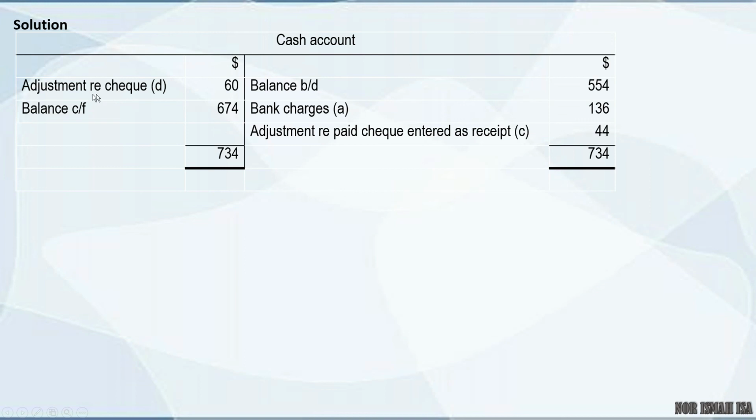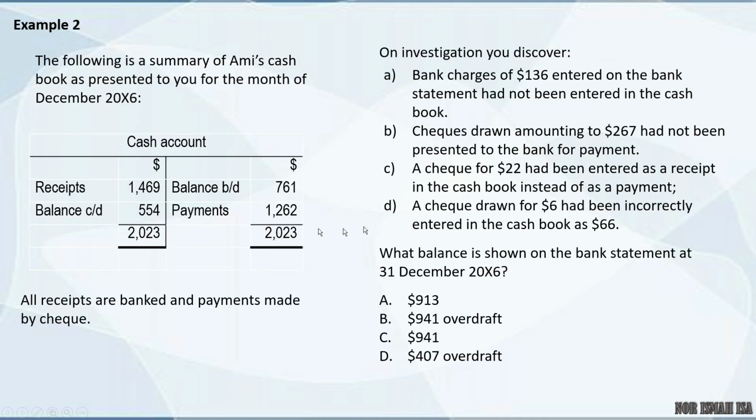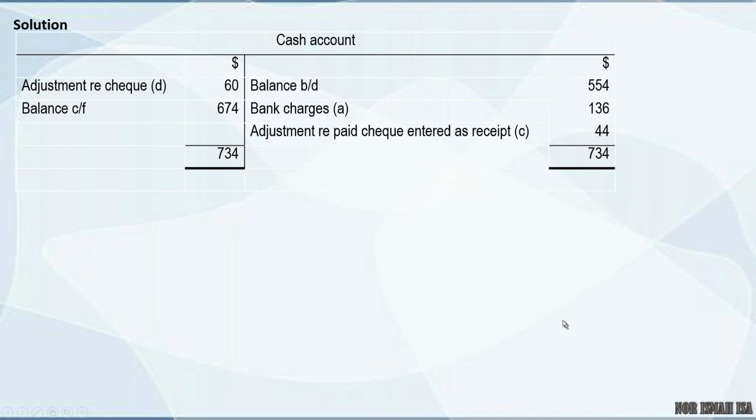And then the adjustment in D. What is the adjustment for D? The check drawn for $6 was incorrectly recorded in the cash book as 66. So we already credited $60 more, and we need to debit back $60. At the end we get the cash book balance of 674. This is the amount that should appear in the financial statement, but the question asks what the bank statement balance is before adjustment.